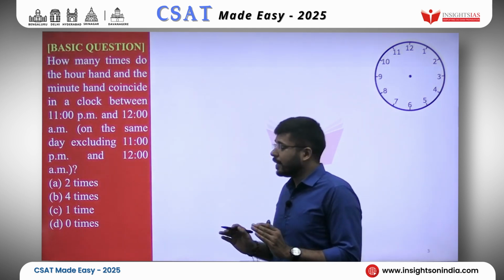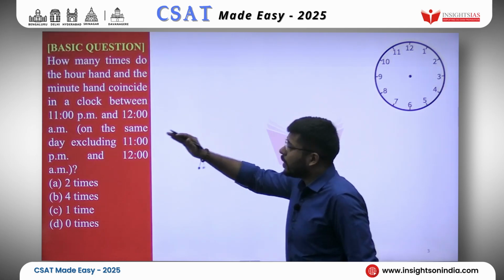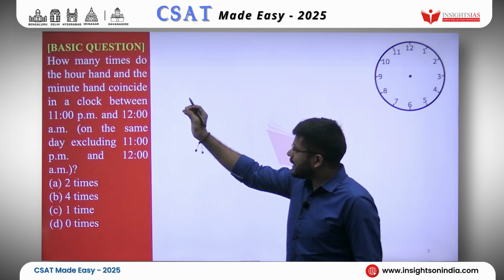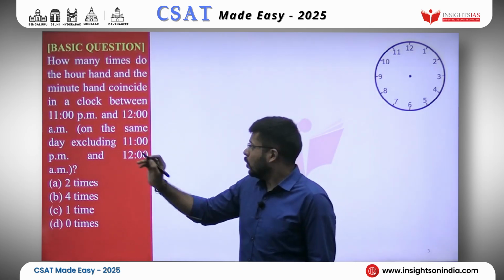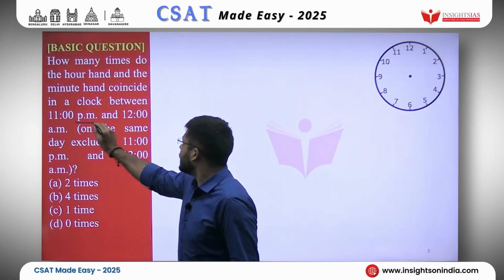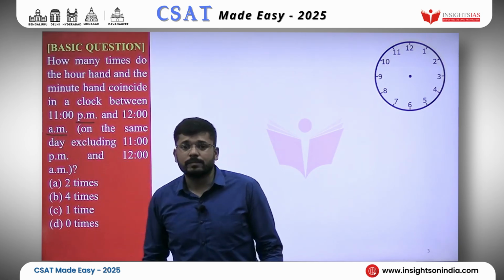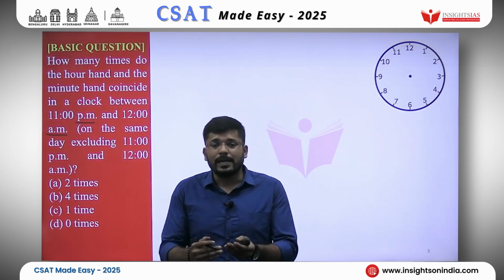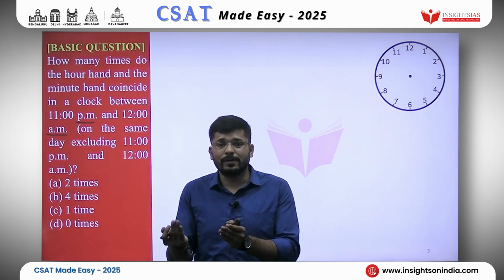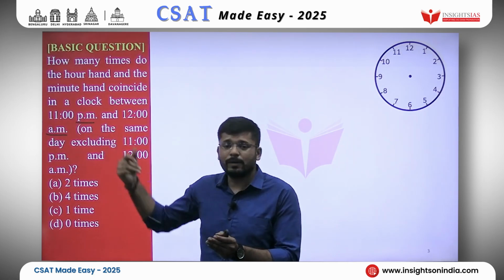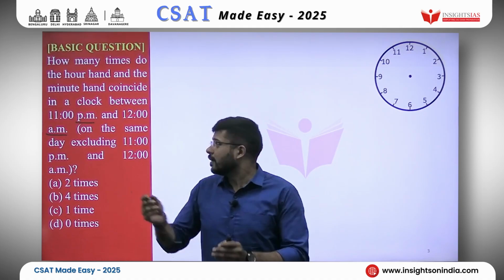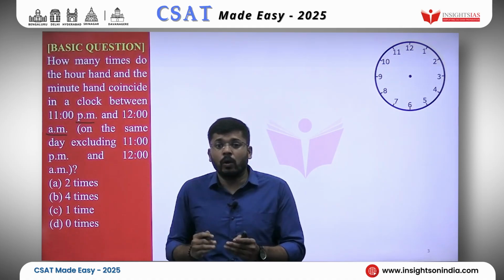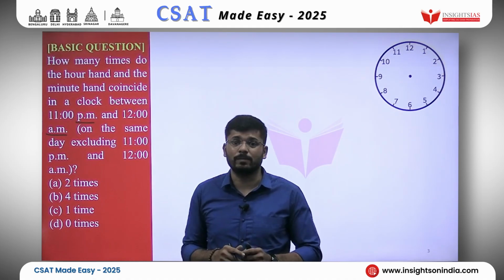It looks very similar, right? How many times do the hour hand and the minute hand coincide in a clock between 11 p.m. and 12 a.m.? Look here, it is 11 p.m. and 12 a.m. because 11 p.m. at night is night time, and after 1 hour it would not be 12 p.m., it would be 12 a.m.